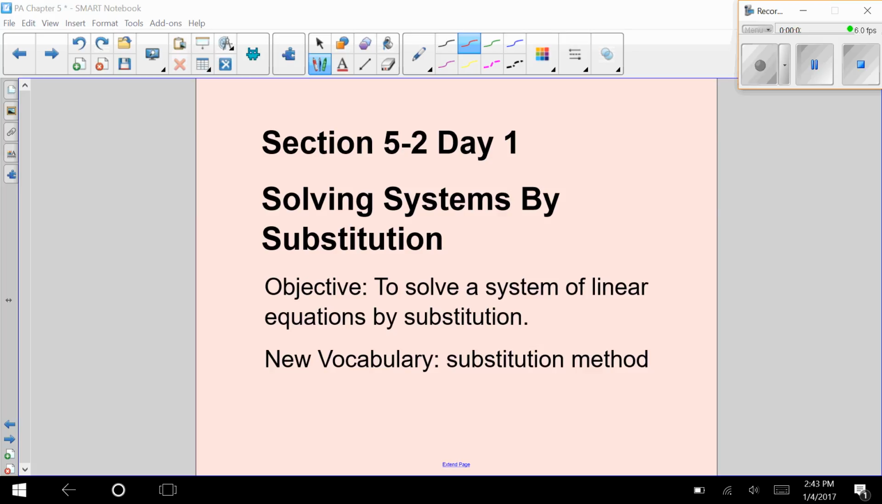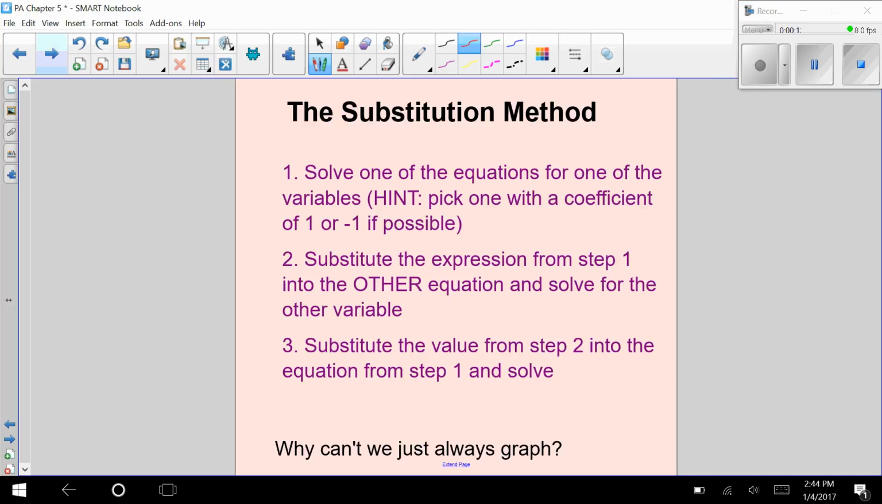This is section 5.2, day 1, solving systems by substitution. Our objective today is to solve a system of linear equations by substitution. Let's start with the substitution method. The substitution method has 3 steps.